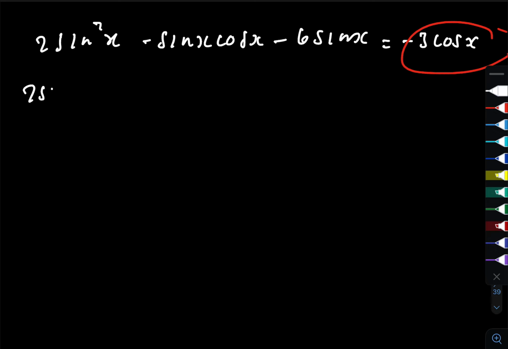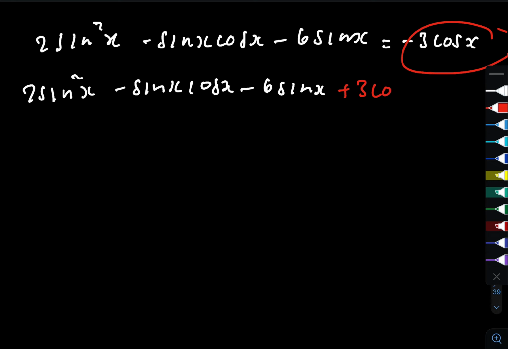So I'm going to have 2 sine squared x minus sine x cosine x, and then minus 6 sine x. And then I'm going to have to add 3 cosine x both sides. That's going to be 3 cosine x. And then when I add 3 cosine x on the right, the result will be 0. So I have a 0 right there.